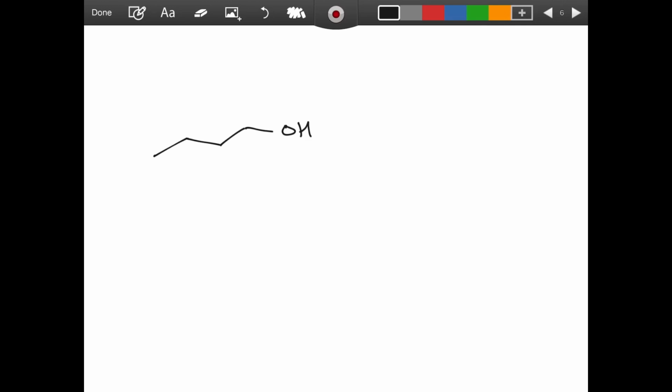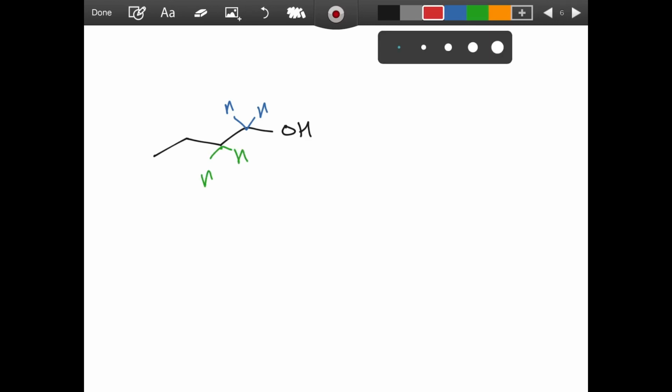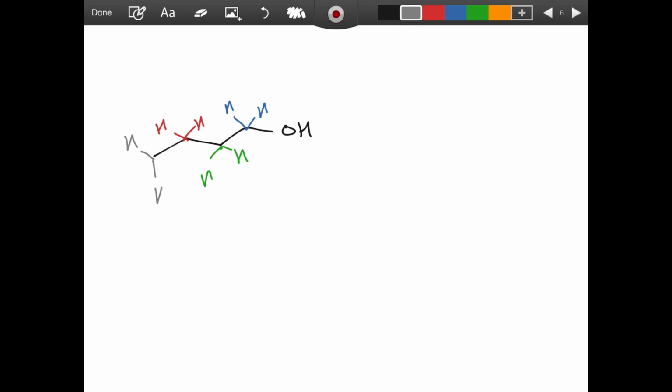So we look at this. How many types of hydrogens are there? How many unique hydrogens are there? Well, let's draw in some hydrogens. We'll have blue, green, and red, and we'll do gray, right?